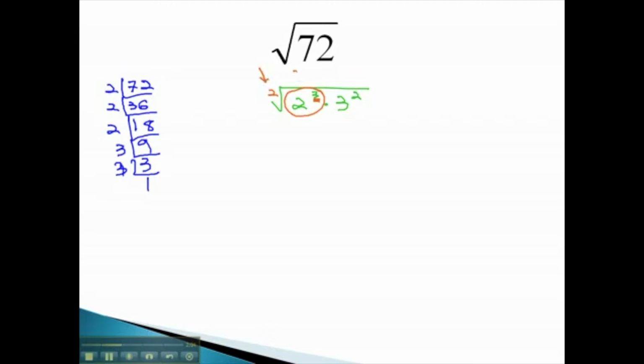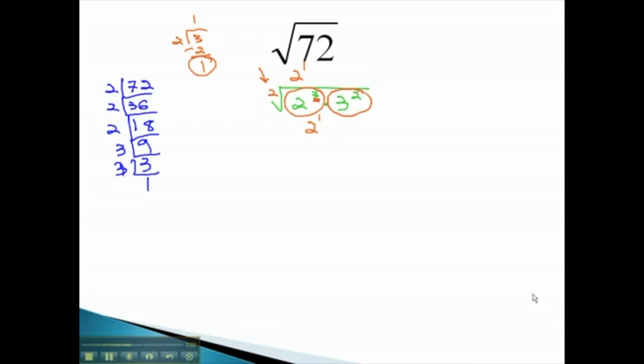2 goes into 3 once. That means one 2 comes out. However, when we do 2 into 3 once, we're left with a remainder of 1. This means one of these 2's, or 2 to the first power, is going to remain inside the radical.